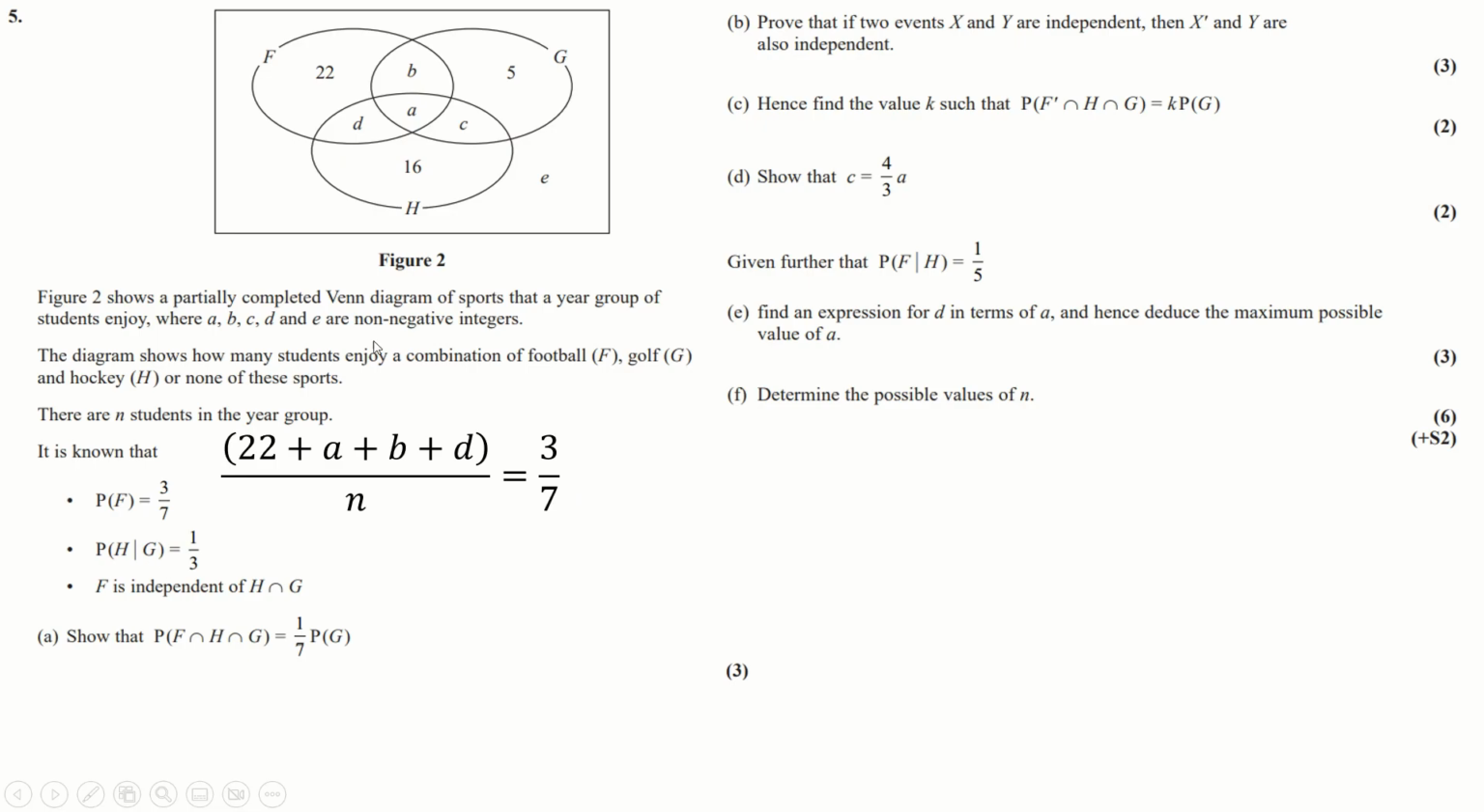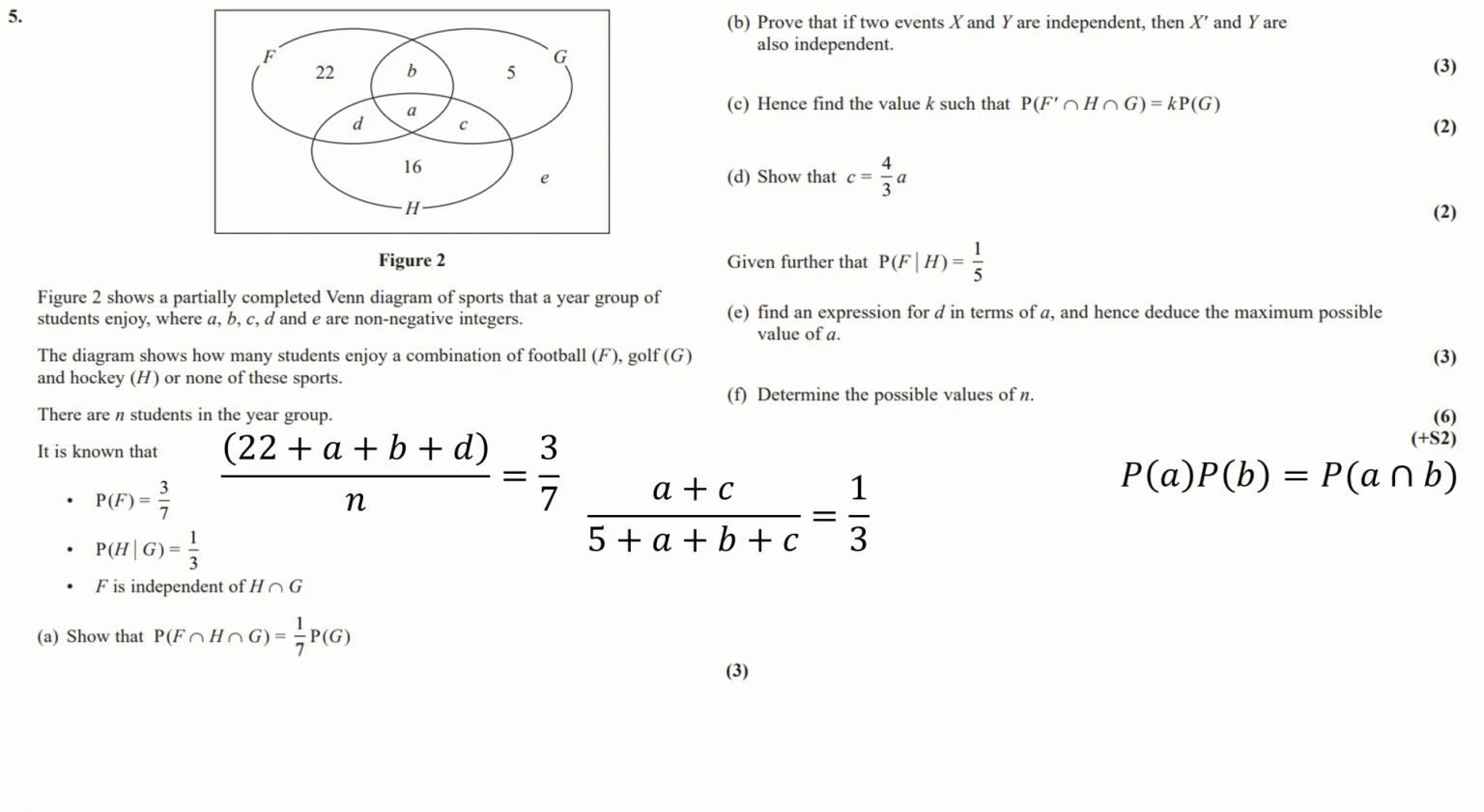P of H given G, so that's the things in H and G over just G. So that's A plus C over A plus B plus C plus 5, and that's equal to a third. F is independent. Independent means P of A times P of B equals the probability of the intersection of A and B. Was I saying f of A and f of B? I mean P of A and P of B. P just being the probability function, I guess, and that's fine. Anyway, this is the condition for independence.